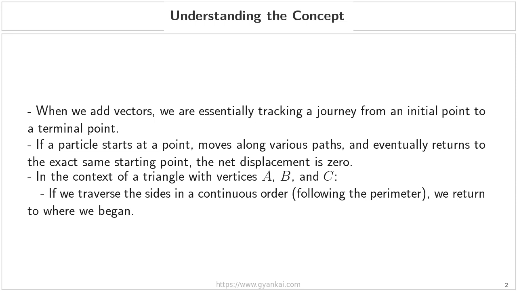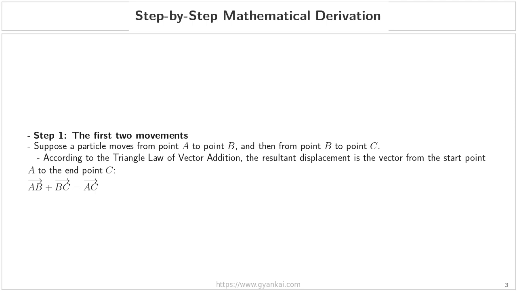Now that we've recalled the triangle law of vector addition from our previous slide, let's dive deeper into the core concept here. Step-by-step mathematical derivation. In step 1, let's look at the first two movements. Imagine a particle moving from point A to point B, and then continuing from point B to point C. If we apply the triangle law of vector addition, which we studied in our previous lesson, the resultant displacement is simply the vector from our original starting point, A, to our new endpoint, C. In mathematical terms, we write this as vector AB plus vector BC equals vector AC.